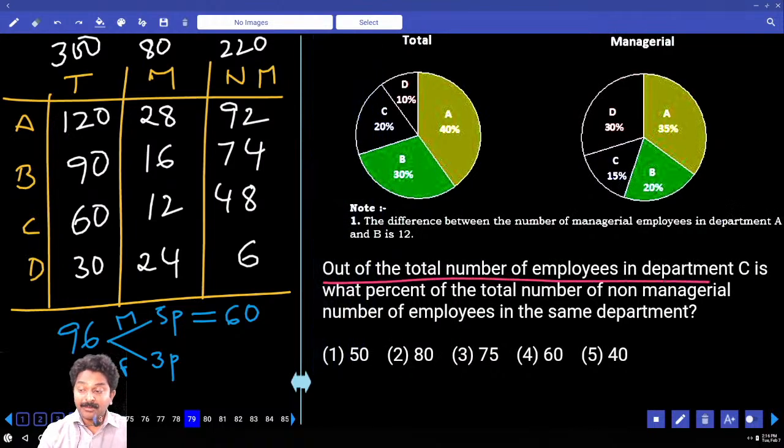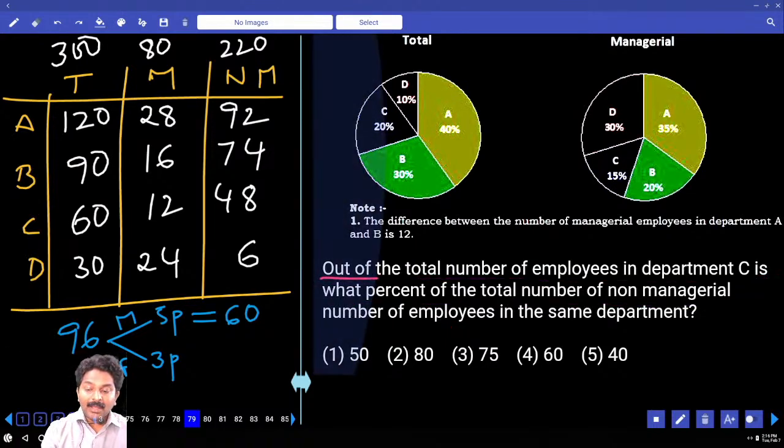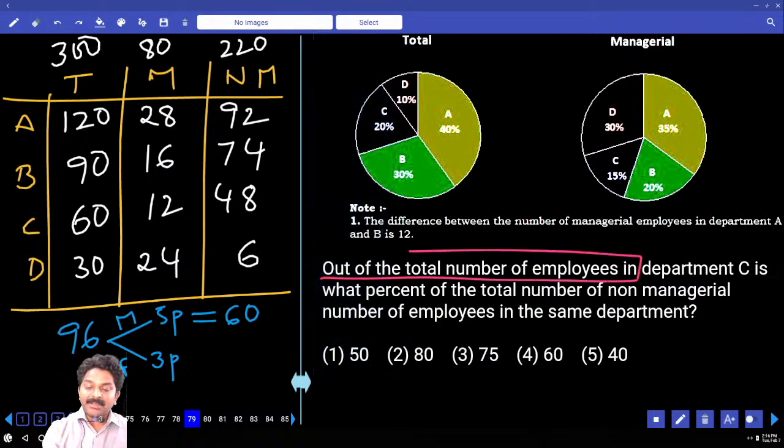Out of the total number of employees in department C, what percent is the total number of non-managerial employees? So non-managerial employees are calculated with respect to the total employees in department C.